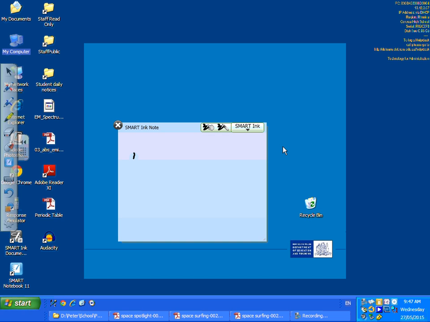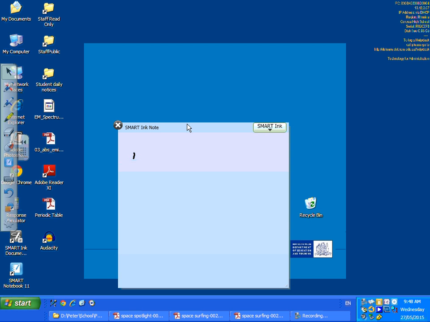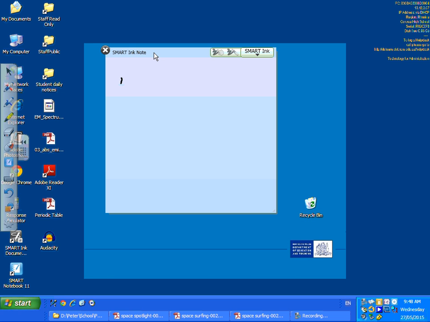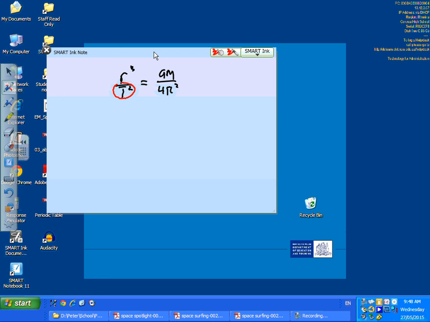Right, so what's the formula that I have to rearrange? R cubed. G is supposed to be bigger than the M, but it doesn't matter in this case really. Okay, so the first thing I'm going to do is take this T squared and move it to this side. So I'm going to end up with R cubed equals T squared GM on 4 pi.